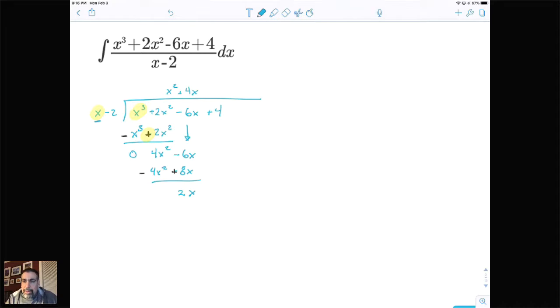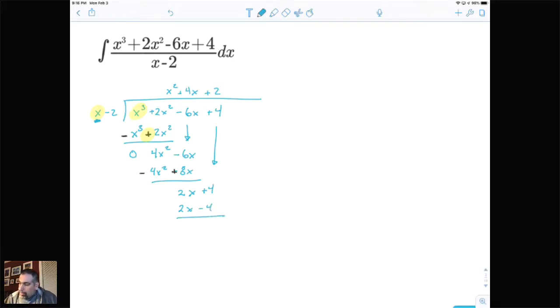And as we keep going, what we're going to find out is that we want to now bring down this positive 4. And again, we're asking, how do we take out that positive 2x in the beginning? What do we have to multiply this x by? And it's going to be plus 2. So when we multiply this by plus 2, we get 2x minus 4.